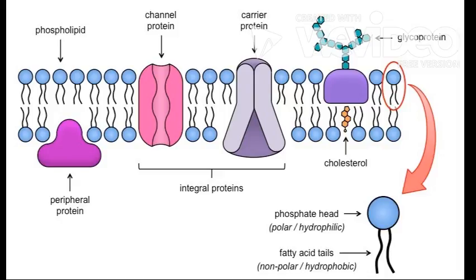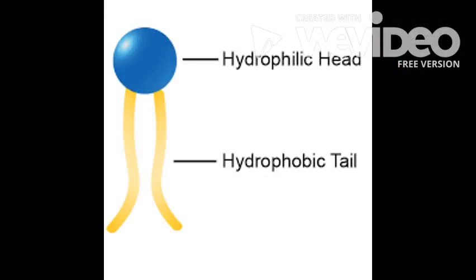In this video, we will be talking about lesson 1.3, membrane structure. We are first going to talk about the parts of the fluid mosaic model, which include the phospholipids, the integral proteins, peripheral protein, glycoprotein, and cholesterol.